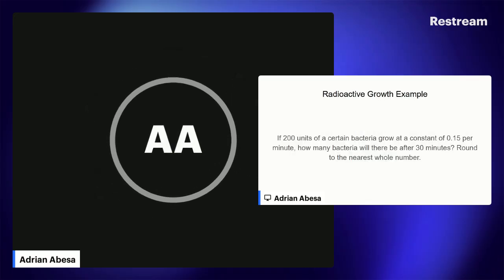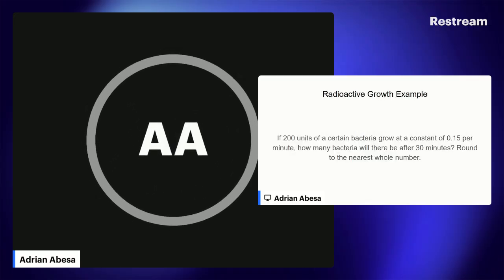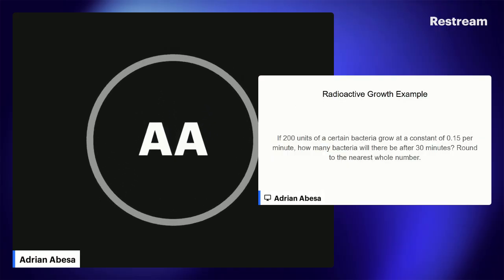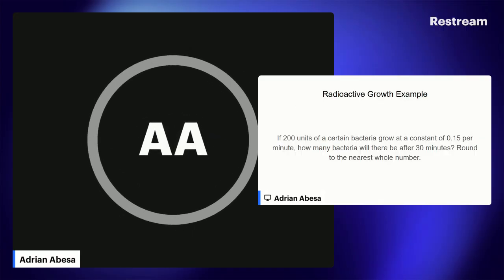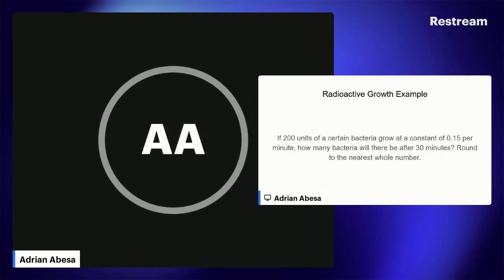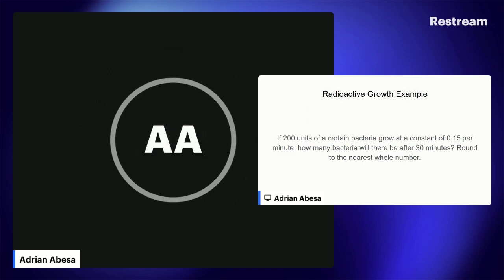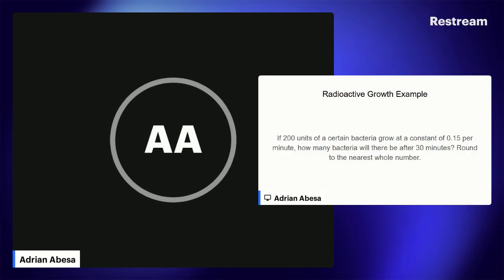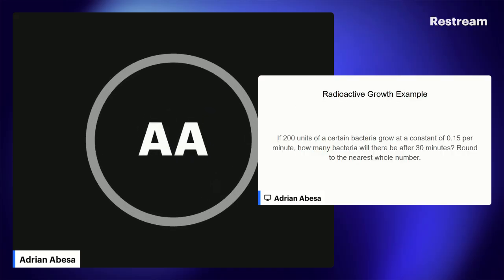You'll be fine. Now, let's talk about radioactive growth. We'll skim through this really fast since it's the same thing. It just uses a little different vocabulary. So if you have 200 units of a certain bacteria that grow at a constant of 0.15 per minute, how many bacteria will there be after 30 minutes? Round to the nearest whole number. I will say I did get this directly from the material that my professor gave us, so credit to him or wherever he got it from.